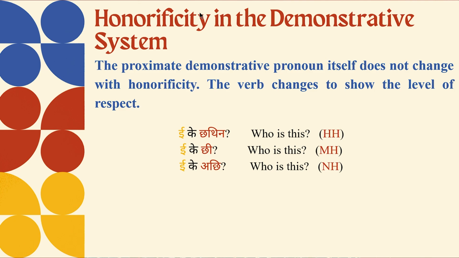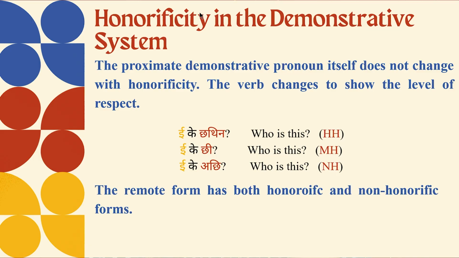"E kie chi." Who is this? So this is mid honorific level. This is used for someone who you respect, but who is not very highly respected. And then when you are talking about friends or some other people who deserve no special respect, we use EKH or che in some dialectical variations. So who is this? So all three forms translate to who is this, but you can see the demonstrative remains same, which is E, but the verb form keeps changing. So chhatin, chi and h or che in some dialects.